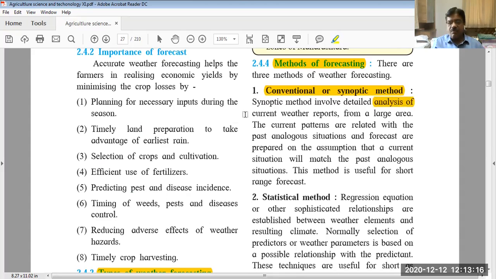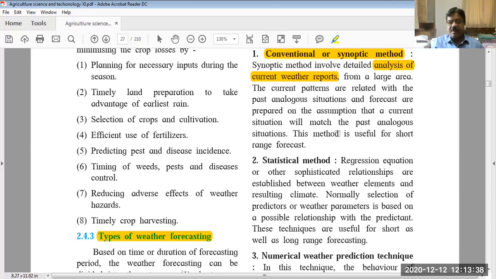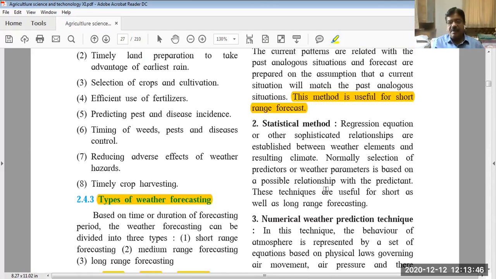Meaning up to the next 10 days, what will be the state of the atmosphere, meaning rainfall pattern, storm, wind, humidity, whatever it may be. Third is long range forecasting. Now this long range forecasting is for more than 1 week. It means that we can forecast for a duration of 4 weeks from now, meaning 4 weeks ahead, 1 month ahead, we can forecast the state of weather. So this is also very important.